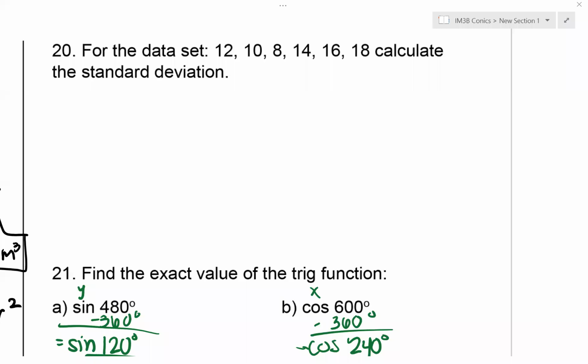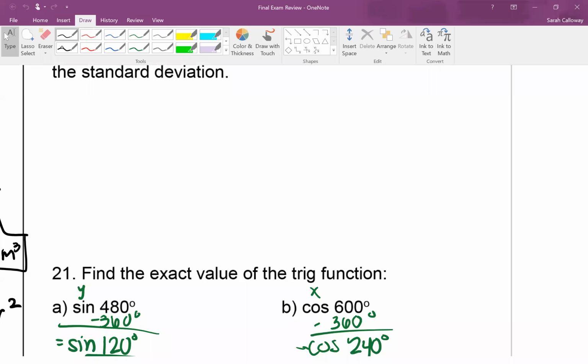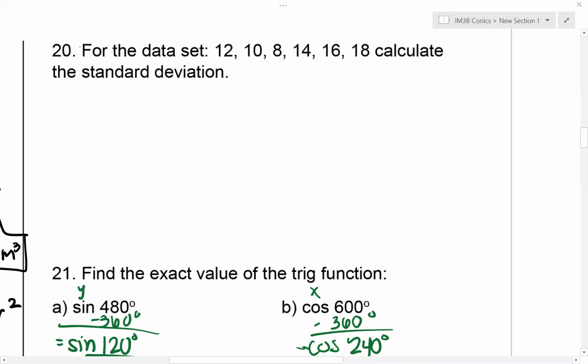I accidentally skipped 20. For number 20, when we're finding standard deviation, we want to make a table. So our first step in calculating standard deviation is finding the mean of the values. So remember, the notation for mean is x bar.